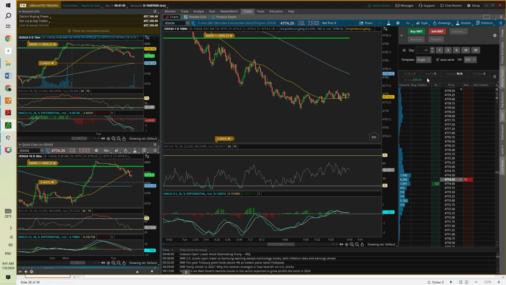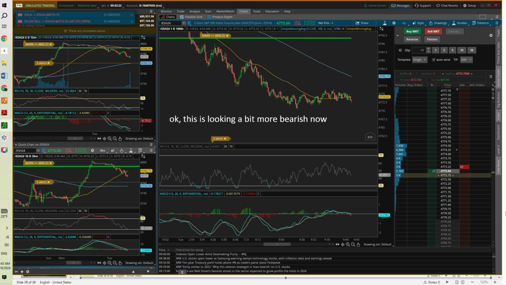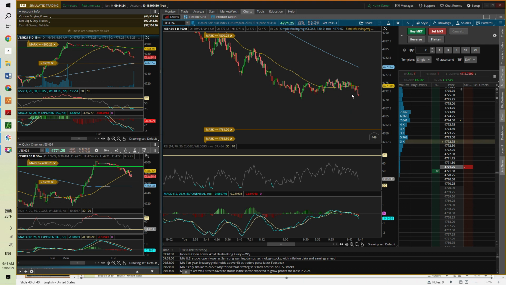I'm only at a $50 profit, 5 trades. It's a little bit of a frustrating day today. Just kind of watching it for a little bit. Okay, this is looking more bearish. Nice drop. Got in a short back there, and so this is a small profit here.